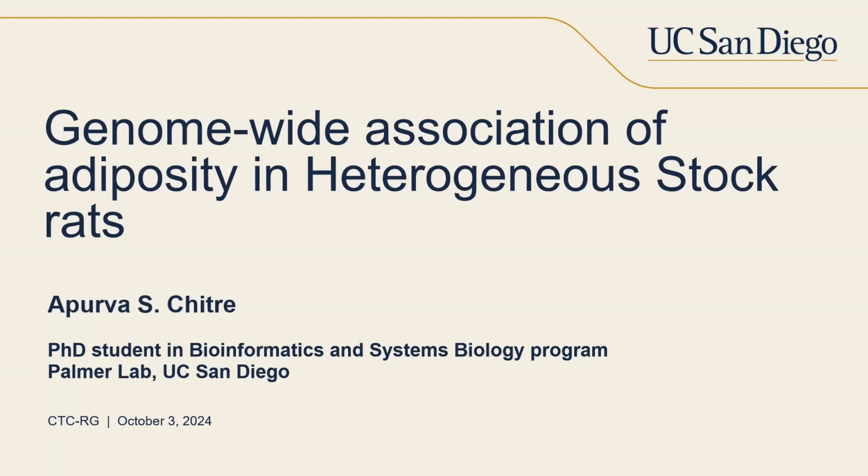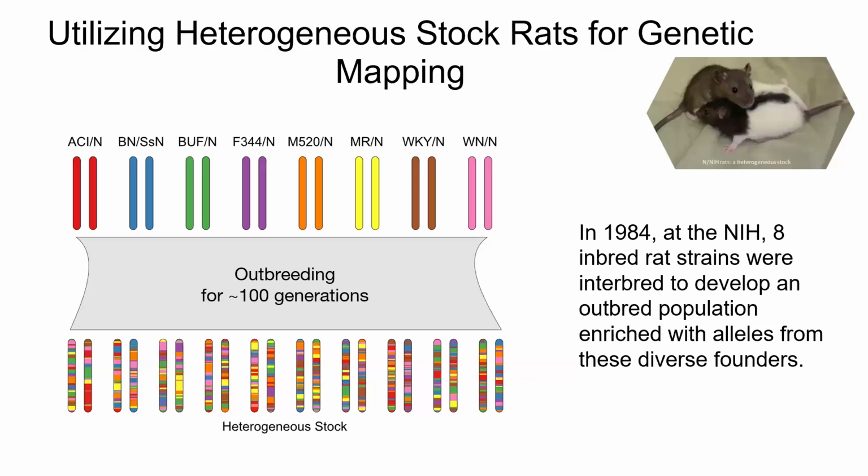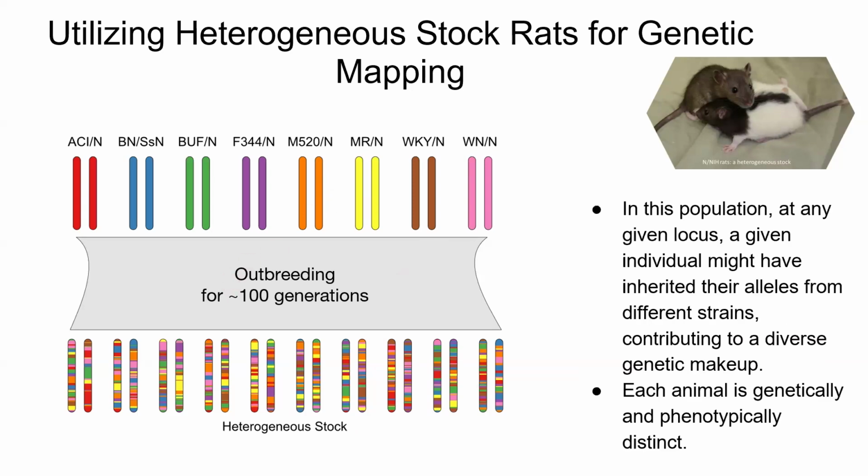And the study that I will be talking about today involves heterogeneous stock rats. So I wanted to give a quick recap again. In 1984 at the NIH, 8 inbred rat strains, which are shown here by their abbreviations, were interbred with the goal of creating an outbred population. So you can imagine that after several generations of crossing, you get a population that is completely outbred. So at any given locus, a given individual might have inherited their alleles from these different founders. And so each animal is genetically and phenotypically unique. And so this genetic diversity is a powerful tool for performing genetic mapping for complex traits.